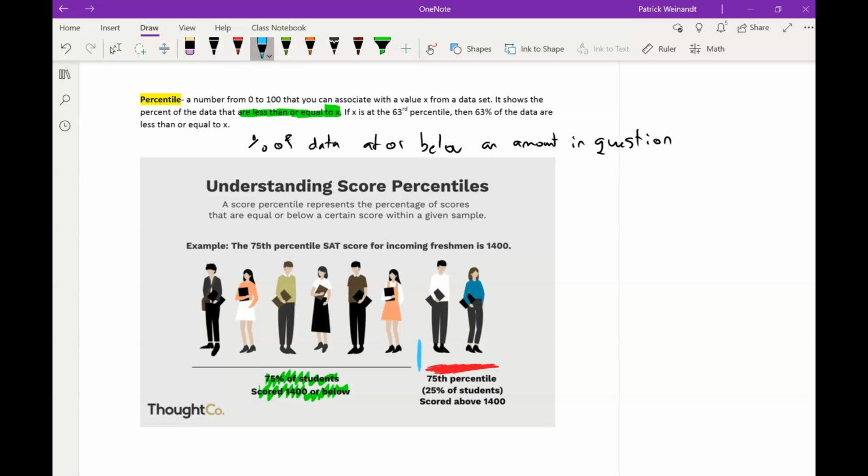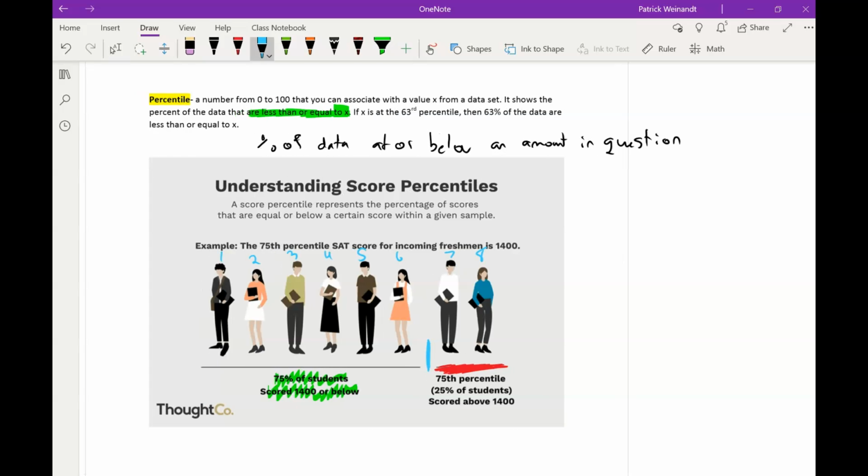So that kind of makes sense because we have 1, 2, 3, 4, 5, 6, 7, 8. We're going to assume, for the sake of this graphic, that these students are ordered in chronological order based on their scores. Well, these two students got at least a 1400. So 2 out of the 8 students, well, that is exactly 25%. They're in the upper 25%, or they're in the 75th percentile.